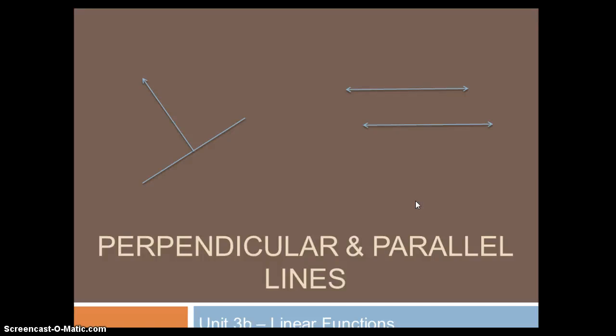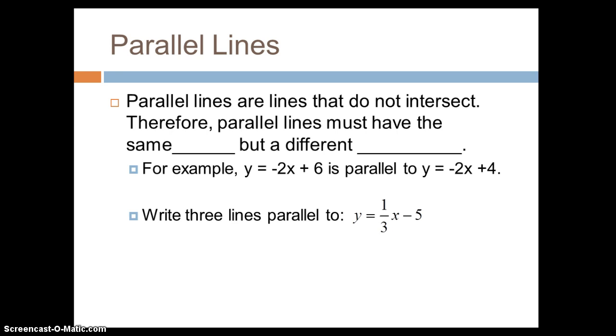So we've talked about writing equations of lines in both point slope and slope intercept form. We also want to talk about writing different types of equations of lines, like perpendicular and parallel lines. Parallel lines are lines that do not intersect. Therefore, parallel lines must have the same slope but a different y-intercept.